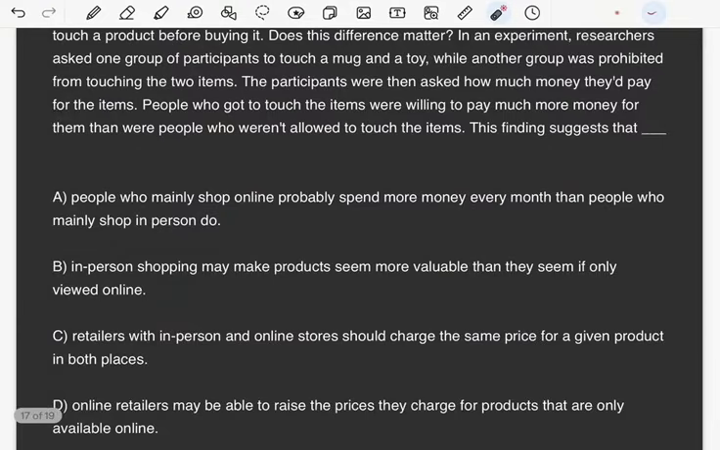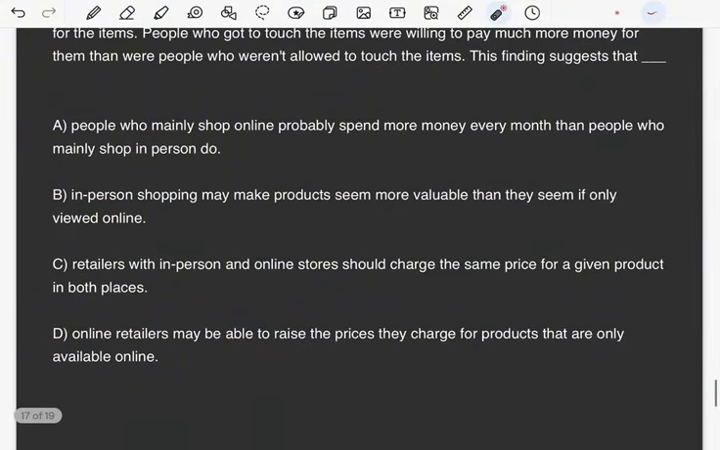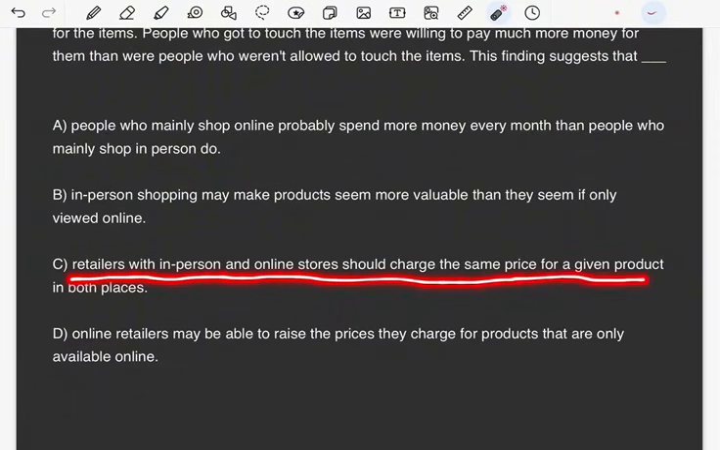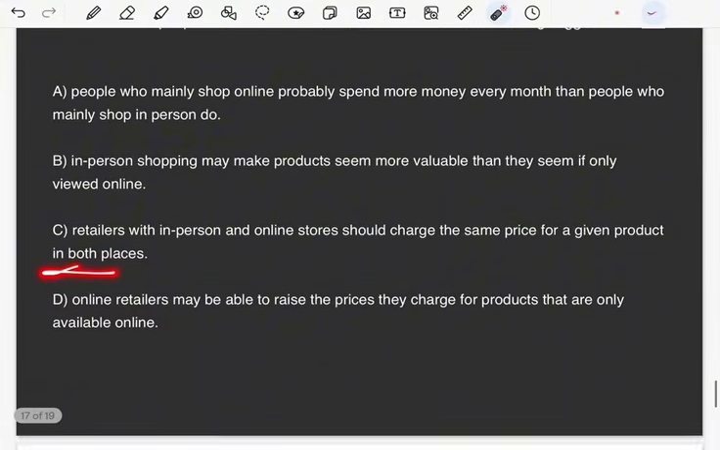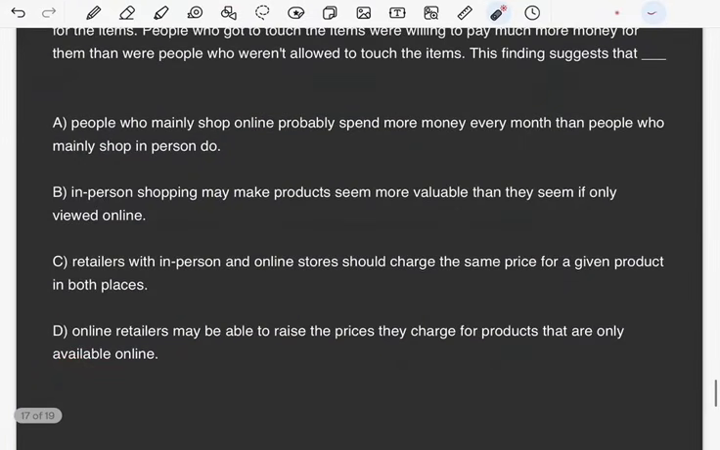So, the options are: people who mainly shop online probably spend more money every month than people who mainly shop in person. In-person shopping may make products seem more valuable than they seem when only viewed online. Retailers with in-person and online stores should charge the same price for a given product in both places. Online retailers may be able to raise the prices they charge for products that are only available online. Now let's utilize our step-by-step method.